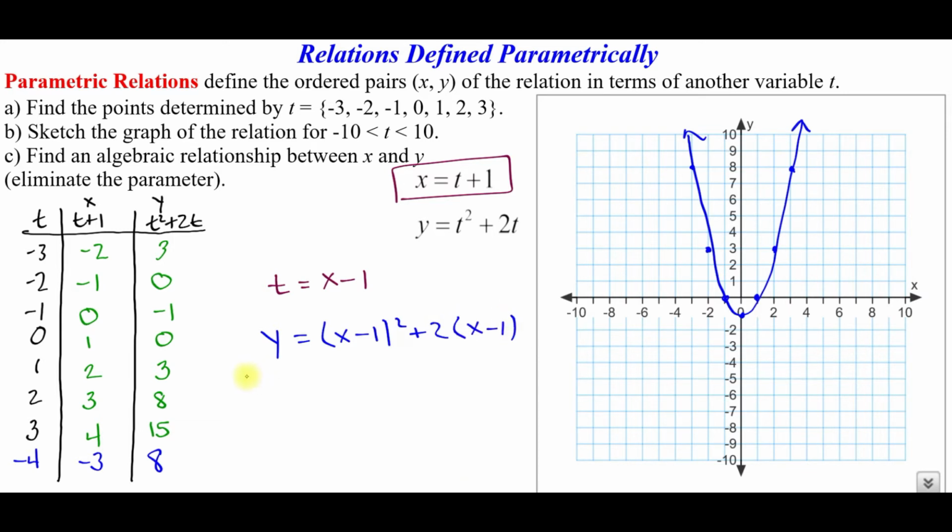Doing some algebra so that we can simplify, x minus 1 quantity squared is going to give us x squared minus 2x plus 1. And then in the second part, we're just going to distribute, so we get 2x minus 2. Then we can combine our like terms, and we'll get y equals x squared. Our 2x's are going to cancel out, and then 1 and -2 gives us minus 1. So hopefully you recognize that this is a parabola that has been shifted down 1, so the vertex would be at the point 0, -1.